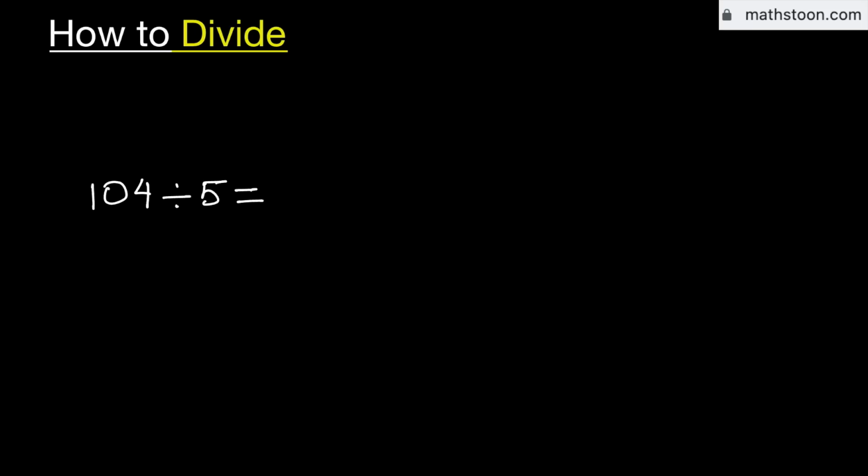Let's learn how to divide the number 104 divided by 5 using the long division method. See that 1 is less than 5, so we will consider the number 10. We know that 5 times 2 is equal to 10. Subtract, we get 0. Now this 0 is less than 5, so we will bring down this adjacent 4 here.